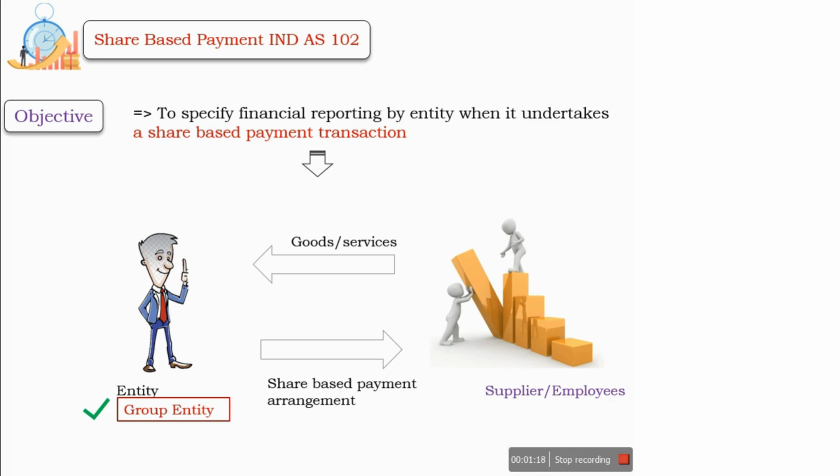There are some exclusions to 102, where transfer of equity instruments is clearly not payment for goods and services, transactions with shareholders in their capacity as shareholders, and transactions that are covered by other Ind AS like IND AS 32, 109, 111 and 103. Let's understand what the share-based payment arrangement is.